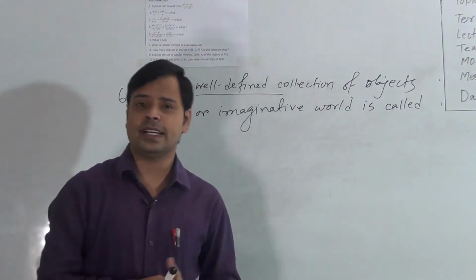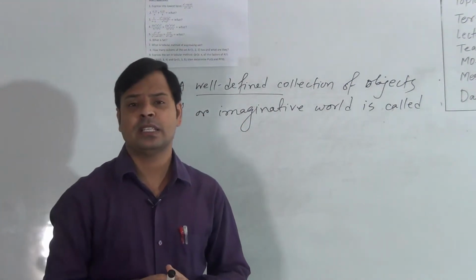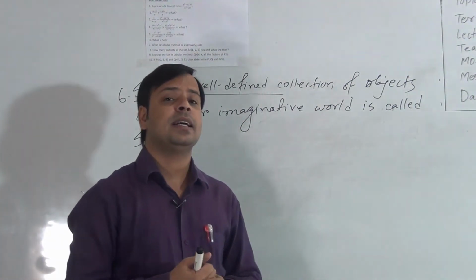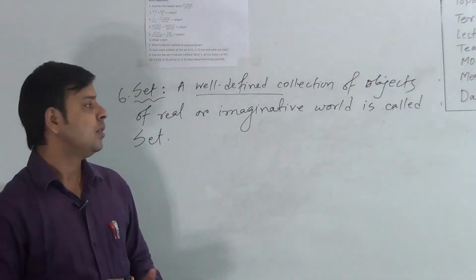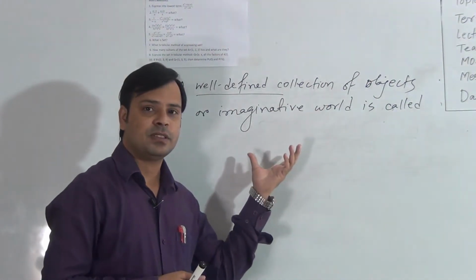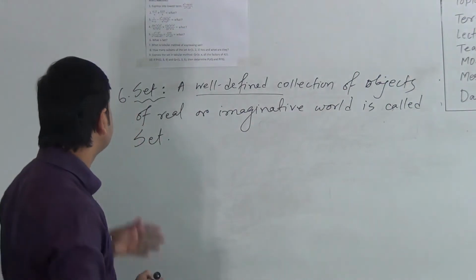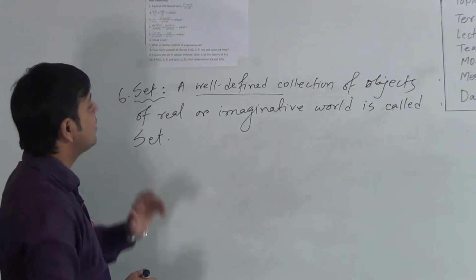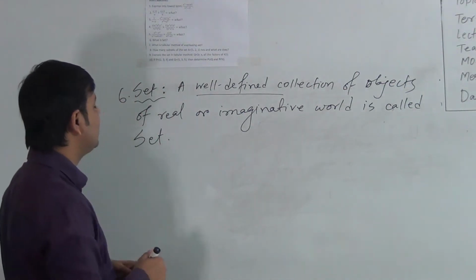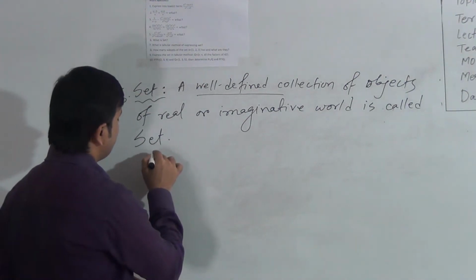Suppose I am telling the set of all natural numbers, we have to think that. Set of all complex numbers, we have to think that. Set of all real numbers, that is imaginative. Okay, dear students, this is the definition of set. So you have to write this. You can write the example here.